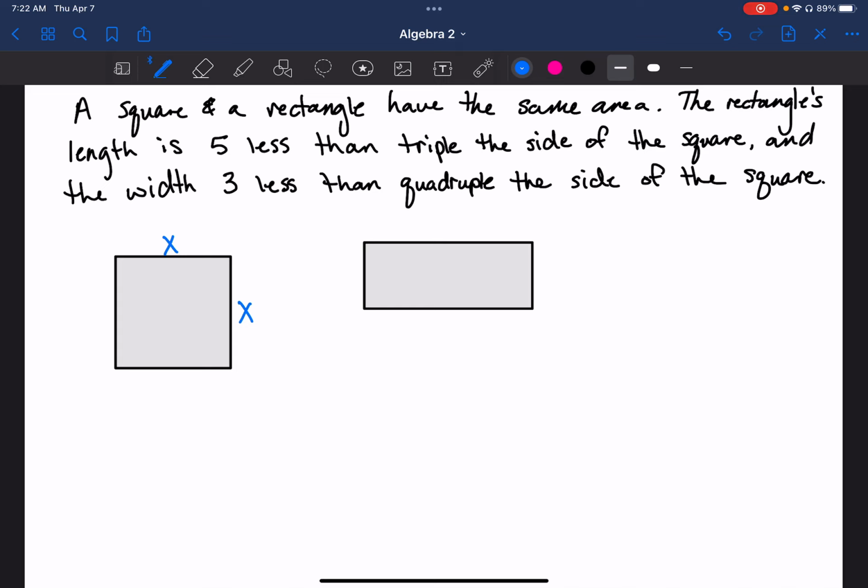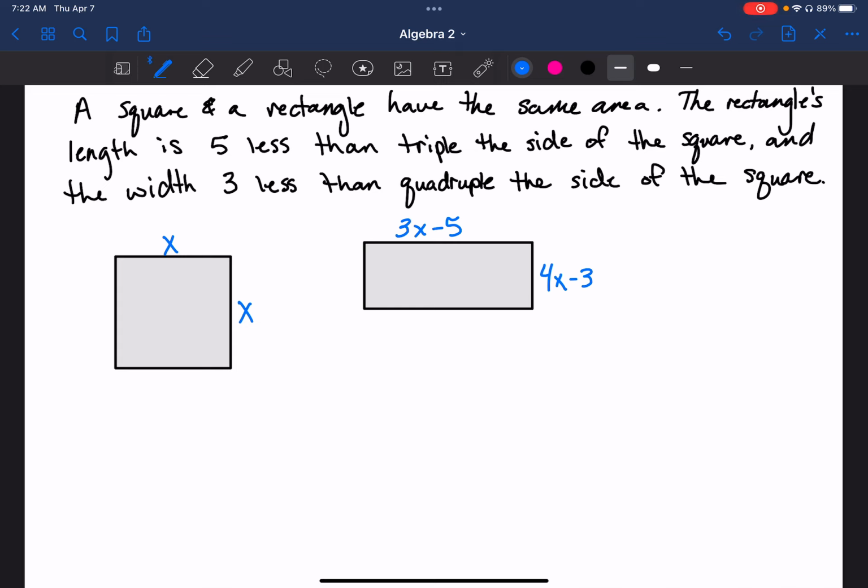We're then told that the rectangle's length, so choose one of these. It doesn't matter if you choose the shorter side or the long side. Doesn't matter. Just pick one. The length is 5 less than triple the side of the square. So this is going to be 3x minus 5, because it is triple the side of the square, the square side times 3, and it's 5 less than that. So minus 5. And the width is 3 less than quadruple the side of the square. So we have 4x minus 3.